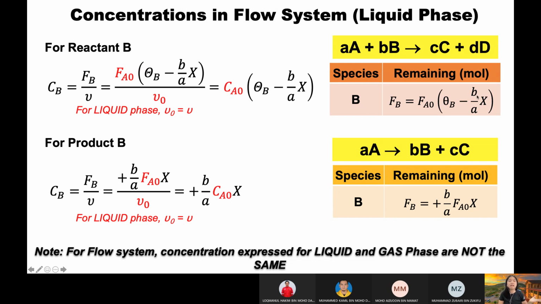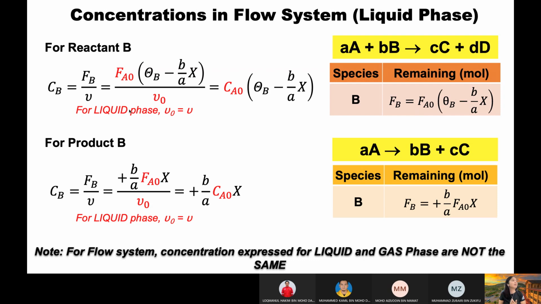Tadi daripada table kita dah belajar. So daripada table kita tahu FB is equal to FA naught in bracket theta B minus B per A X. So I replace for my FB, and then because of the chemical phenomenon that I have explained, outlet volumetric flow rate sama dengan inlet volumetric flow rate. So I replace with inlet volumetric flow rate, epsilon naught. Instead of epsilon, saya ganti dengan epsilon naught.